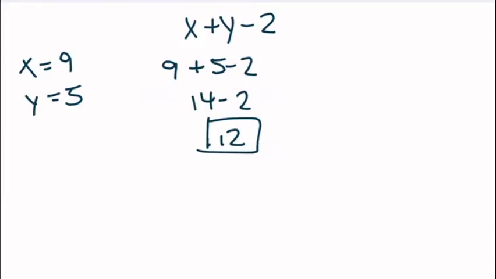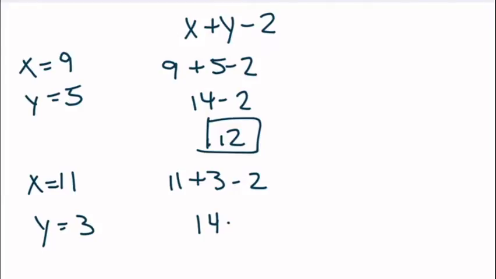Let's do the same expression, but with a set of different values. So x is equal to 11, and y is equal to 3. We would do 11 plus 3 minus 2. 11 plus 3 is 14, minus 2 is 12. So we get 12 again for this expression as well.